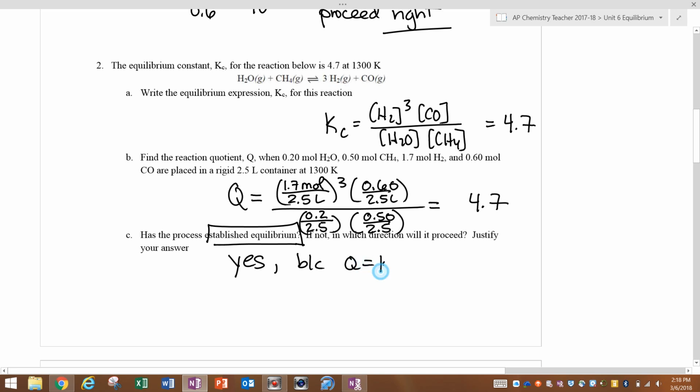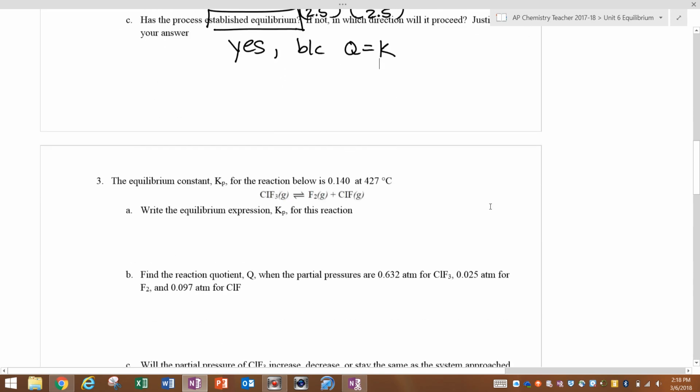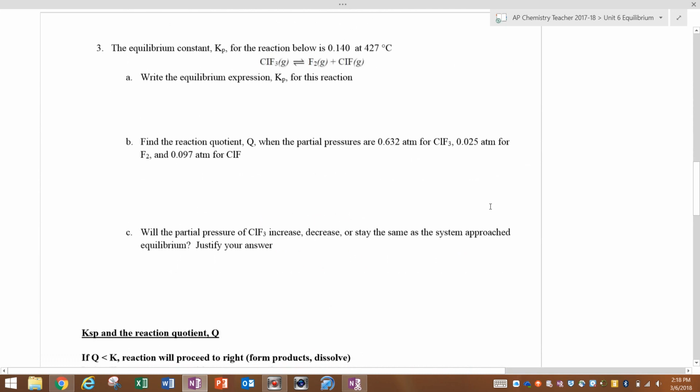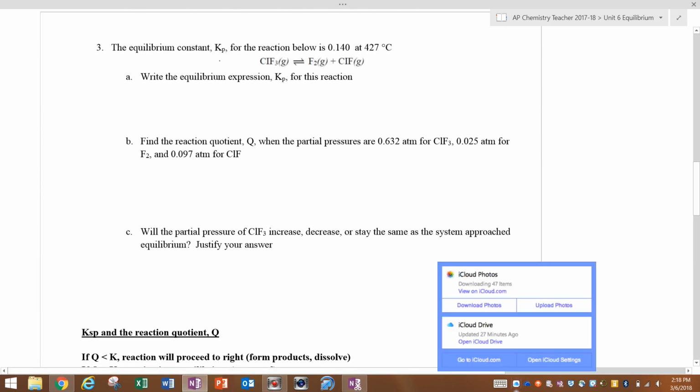Because Q is equal to K. Looking at problem 3, this one is a Kp problem, so you need to make sure with Kp values you are plugging in, whoops, what happened here?